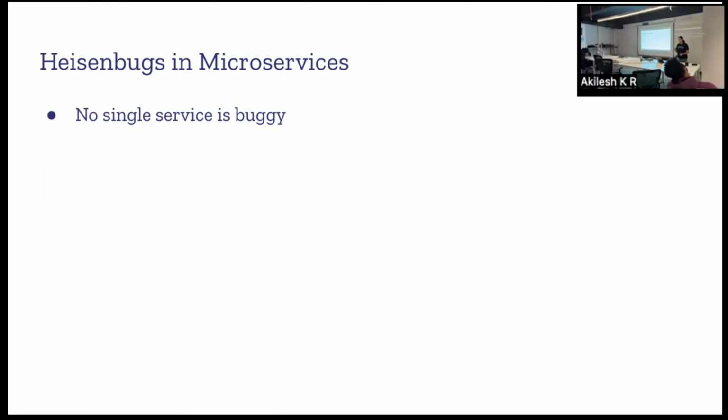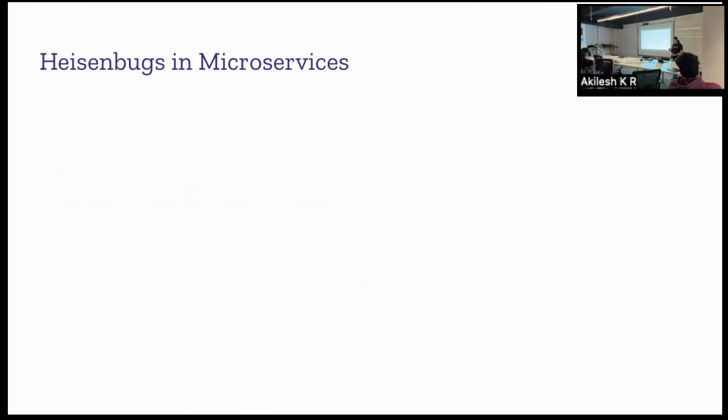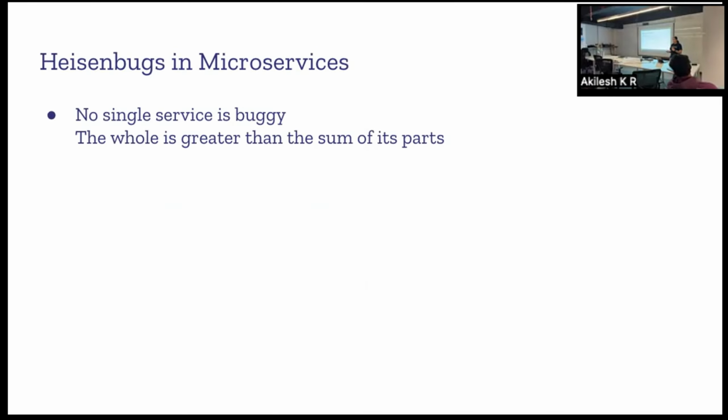And these Heisenbugs do not happen because a single particular service is buggy, right? In the example that we saw, each of the services is fulfilling its own responsibilities in the right way. Cart is supposed to initiate both the order creation and payment, and it is doing that. Order service is supposed to create an order. It does its job perfectly. Payment is supposed to initiate a payment through the payment gateway, and that does its job. But when we put these things together, that is where the bugs come in, right?